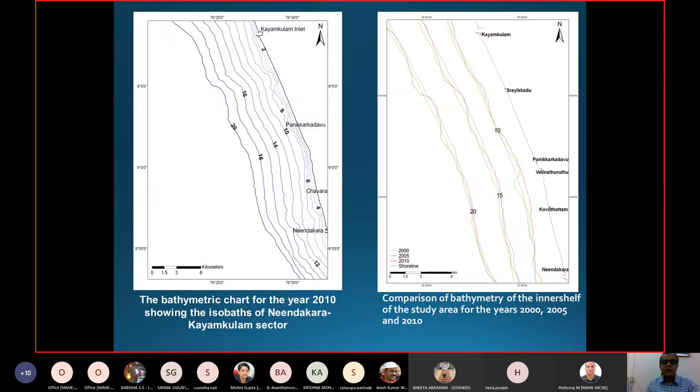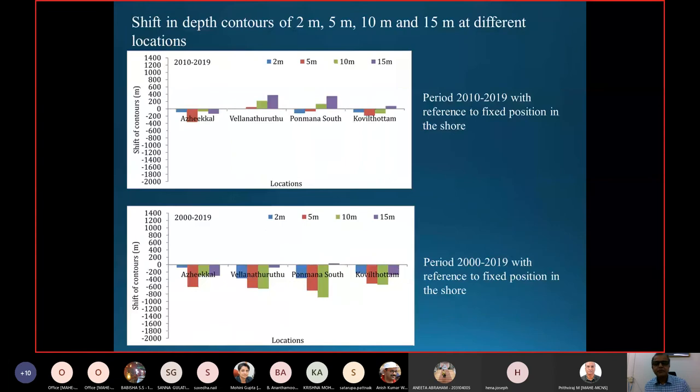Once again, I'm showing the nearshore bathymetry and how it changes, the bathymetric chart of 2010 on the left side. We have compared the different contours, 20, 15 and 10, and how they change. See the red contour, the latest one, it has moved towards the shore. That means the nearshore area has deepened. The sediment which was available in the 10 meter contour has moved onto the beach and been taken away from there. So this is not going to come back. This is just to show the different bathymetry changes.